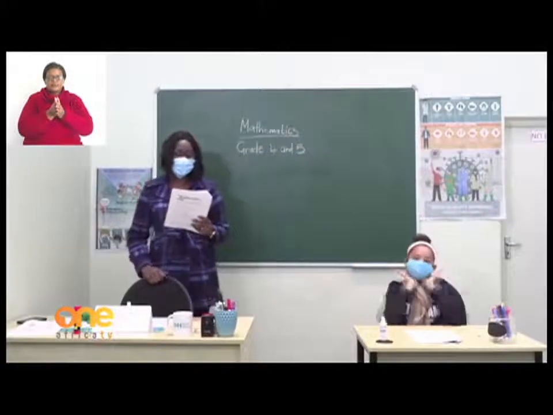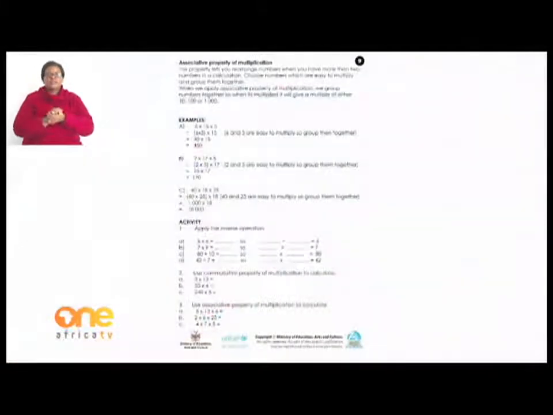Boys and girls, let's go on page 9. Hands on math with associative property of multiplication. This property lets you rearrange numbers when you have more than 2 numbers in a calculation. Choose numbers which are easy to multiply and group them together. When we apply associative property of multiplication, we group numbers together, so when it's multiplied, it will give a multiple of either 10 or 100 or 1,000.